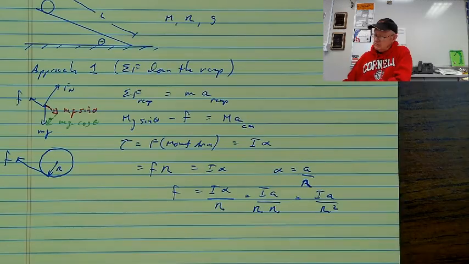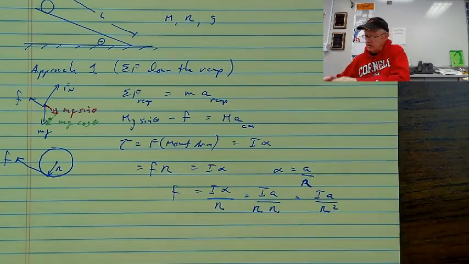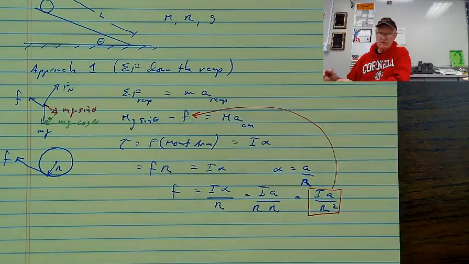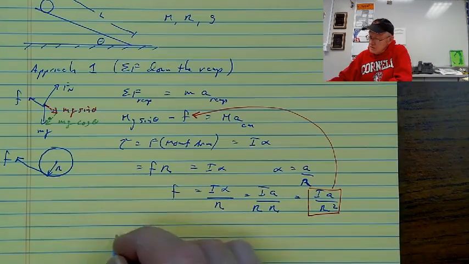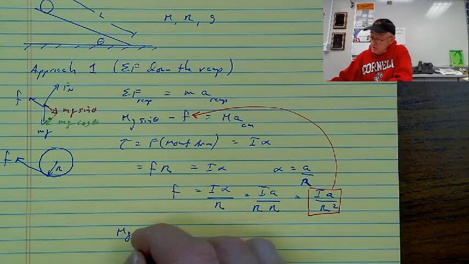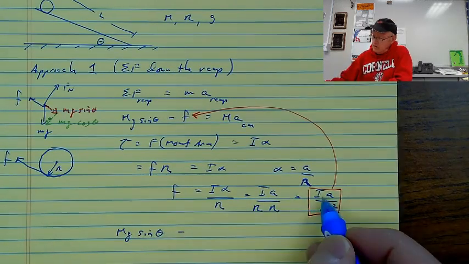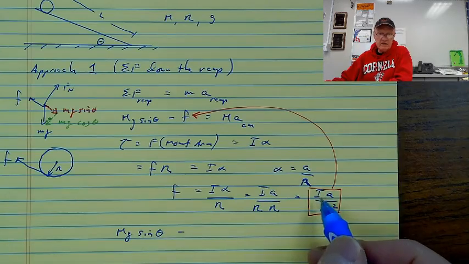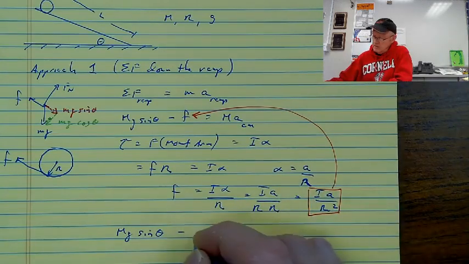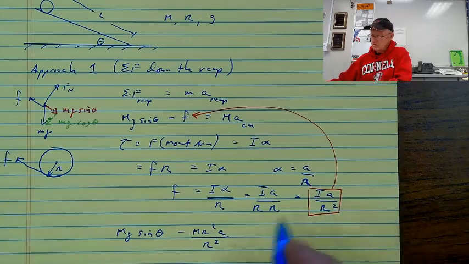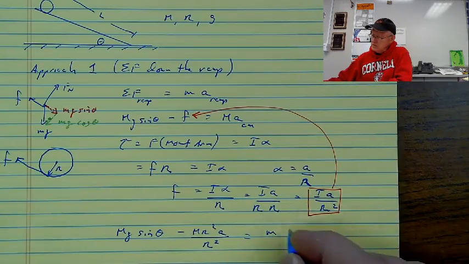Okay, so now let's take this chunk right here, which is force of friction, and we're going to drop that into right there. And we get mg sine theta minus I. Oh, I can substitute for I, can't I? Because I know I is mr squared. So I'll do that right now. Minus mr squared, there's I, times A over R squared. Okay, that's that R squared right there. And that equals M times A.